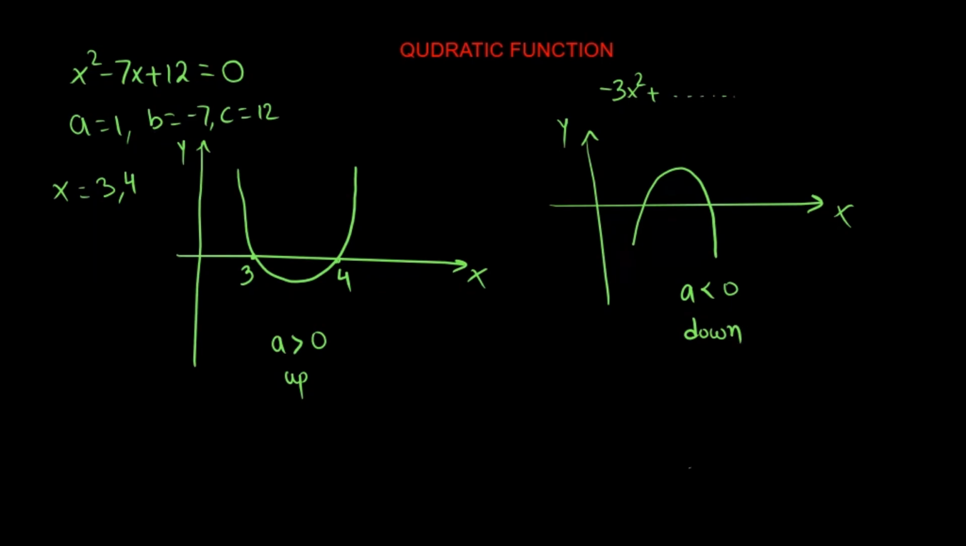For the upward opening parabola, the vertex is at the bottom, and for downward opening parabola, the vertex is at the top. Here the vertex is at the bottom.